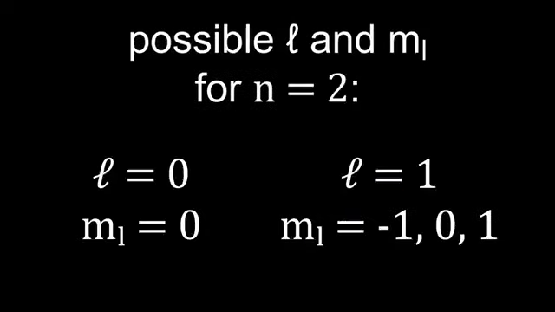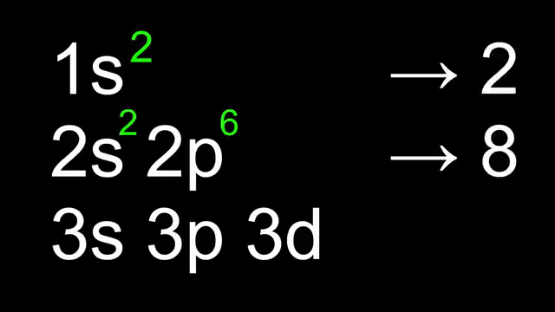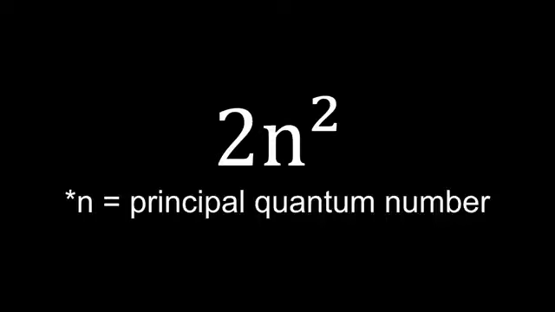Now, the quantum numbers restrain each other like this, which means that the first shell can only have an s subshell, the second can have an s and a p subshell, and so on. This means that the first shell can hold a total of 2 electrons, the second can hold 8, the third can hold 18, and generally the number of electrons a shell can hold follows the rule 2n squared, with n being the principal quantum number.